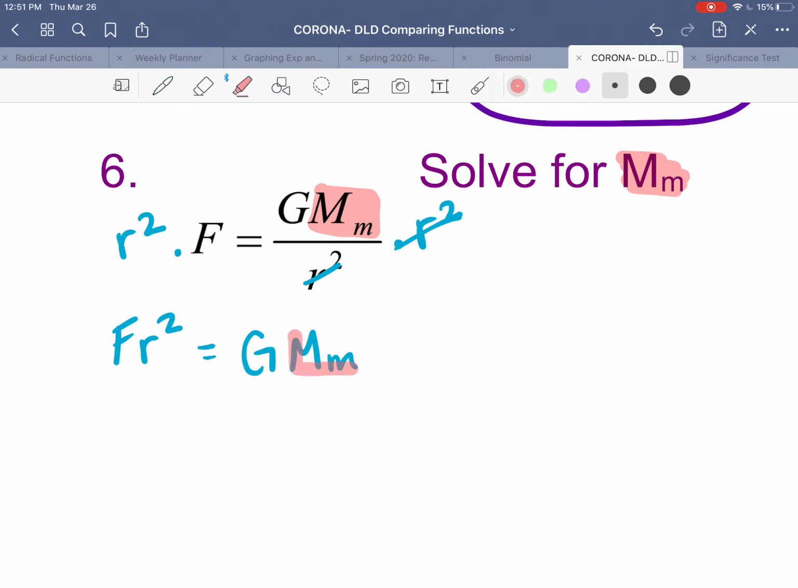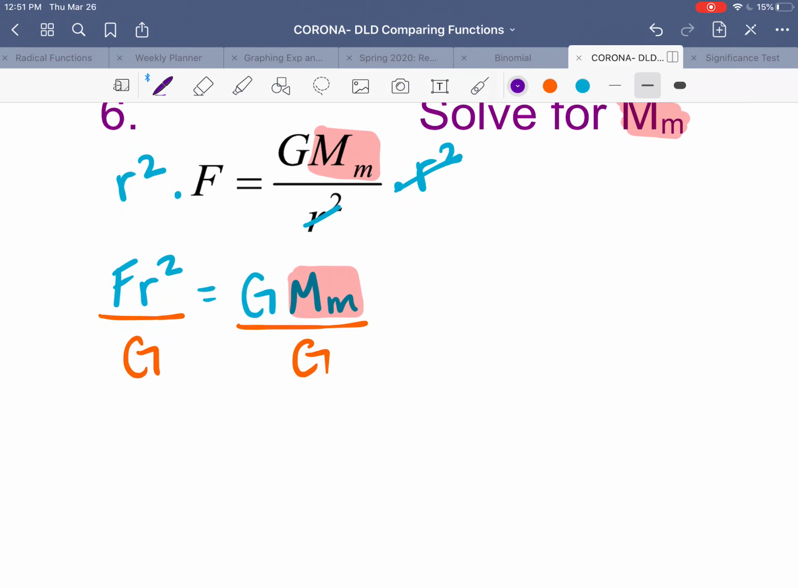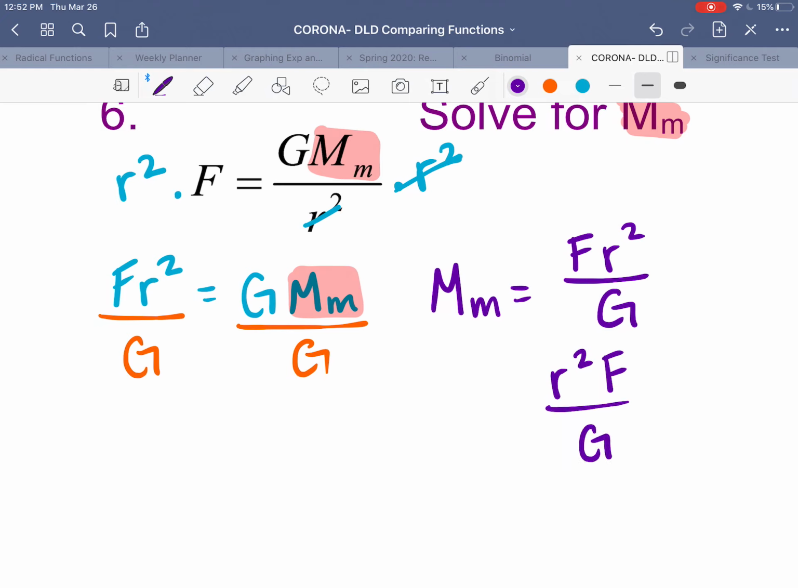Again, what are we looking for? We want this by itself. So we need to divide by g, divided by g, and we get m sub m equals f times r squared over g. Okay, this could also be written as r squared f over g, and that is totally fine as well, because they're being multiplied.